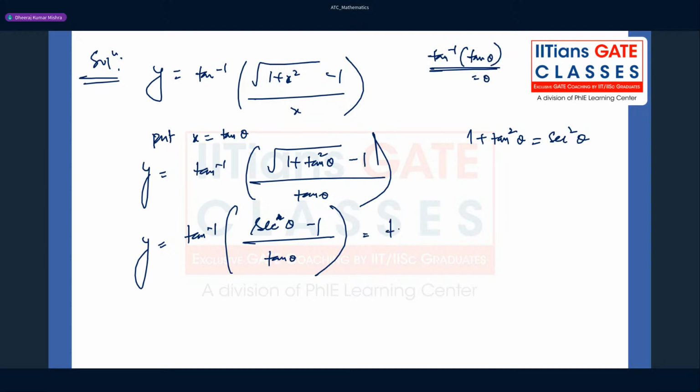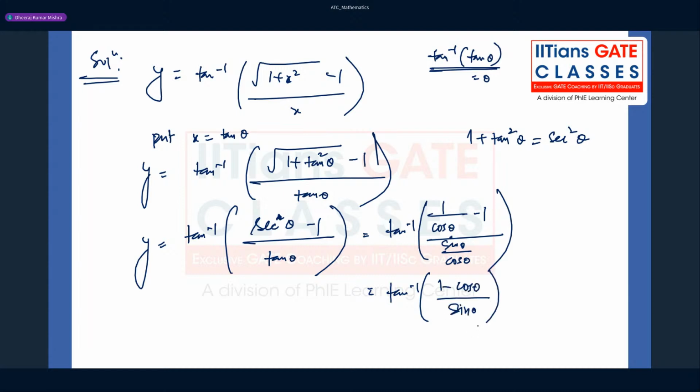Yeah, so it's a very simple situation. We can say that this is nothing but tan inverse of (1 by cos theta minus 1) upon (sine theta by cos theta). So this is nothing but tan inverse of (1 minus cos theta) upon sine theta, right? You know 1 minus cos theta is what? That is nothing but 2 sine square theta by 2. Last time also I discussed that kind of formula.